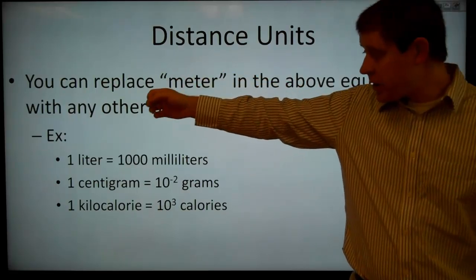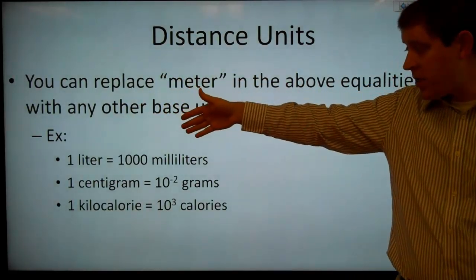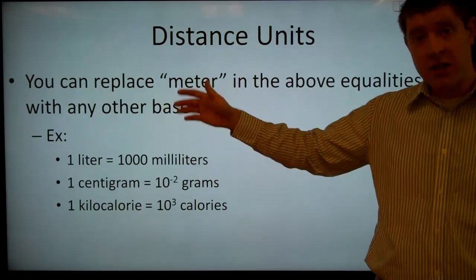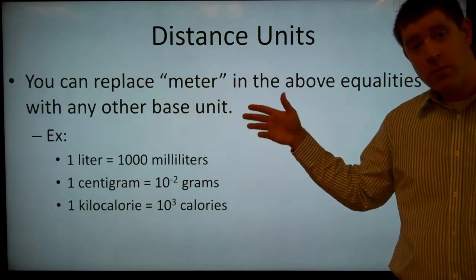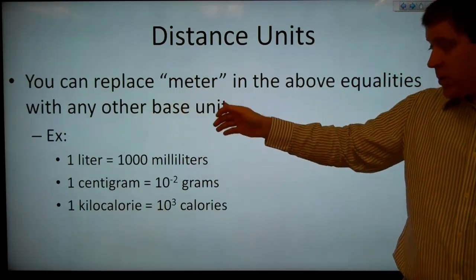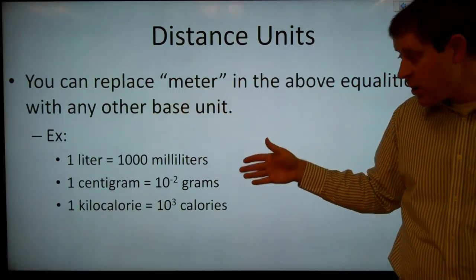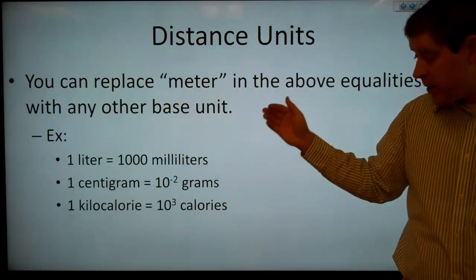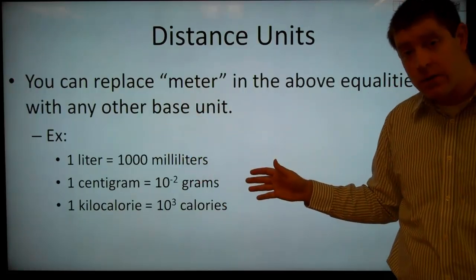So we can say something like 1 liter is equal to 1,000 milliliters, just as 1 meter is equal to 1,000 millimeters. We can say 1 centigram is equal to 10 to the minus 2 grams. We could say 1 kilocalorie is equal to 10 to the 3 calories.